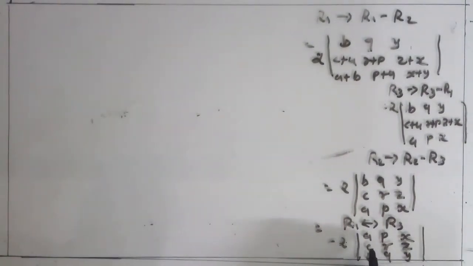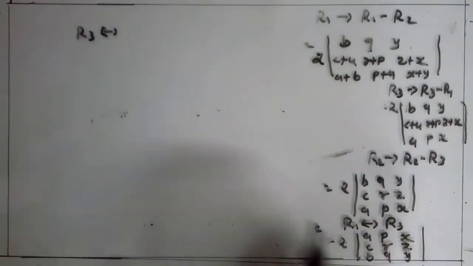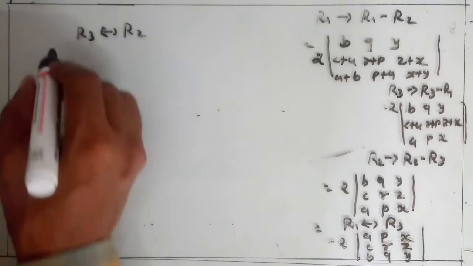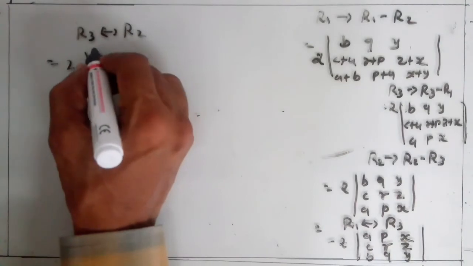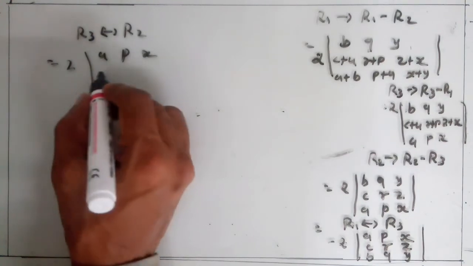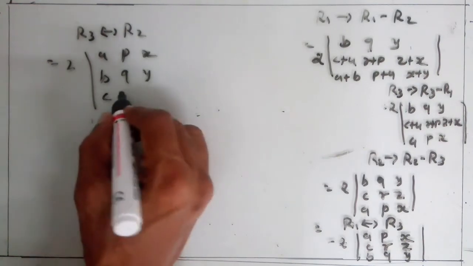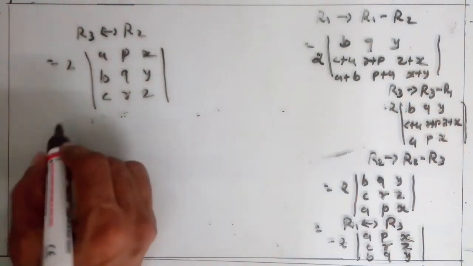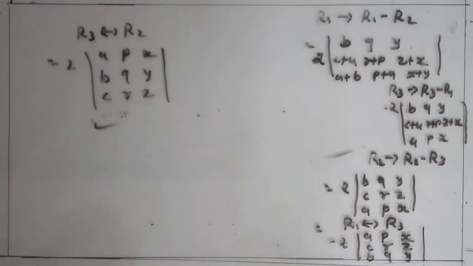Now here we interchange the second row and the third row, that is R3 interchanged with R2. So here minus minus becomes plus 2. Here the first row becomes A, P, X, remaining the same. The second row becomes the third, so B, Q, Y, and the third row becomes the second, so C, R, Z. Clear? Hence proved. So remember this. This is an important question, and think how to prove this. Clear?